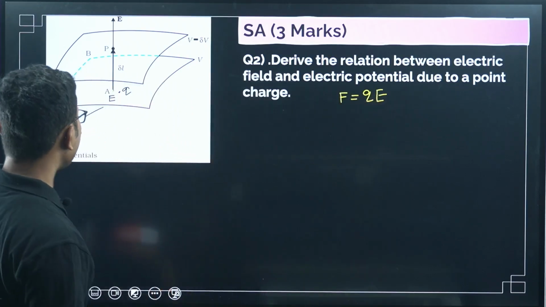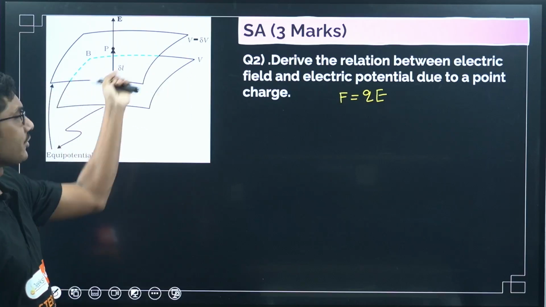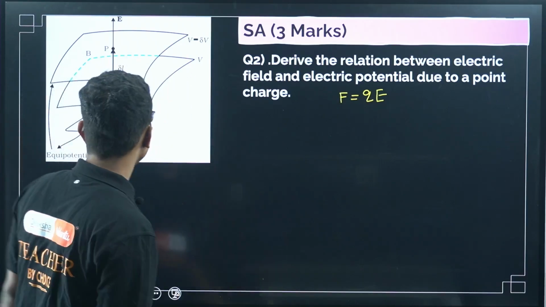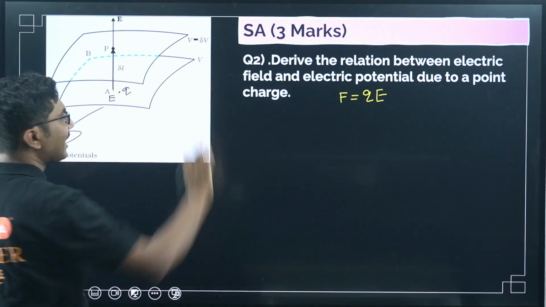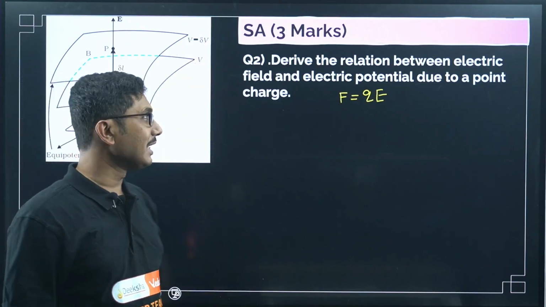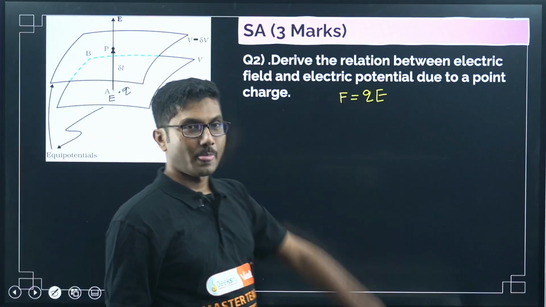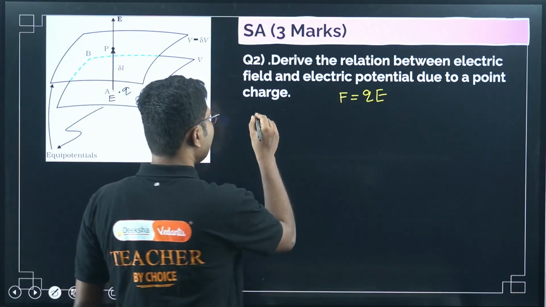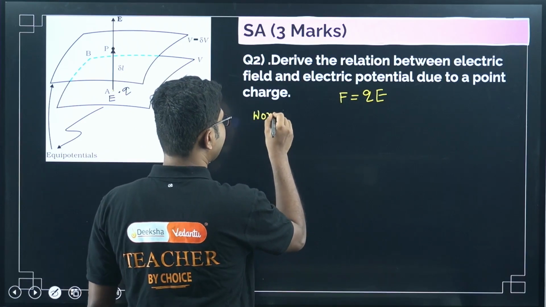So this is one equipotential surface, this is another equipotential surface, and the distance between them is delta L, or dl. Even though in the diagram delta V is written, I will use dV and dl. Now this is the force. Work done can be calculated in two ways.